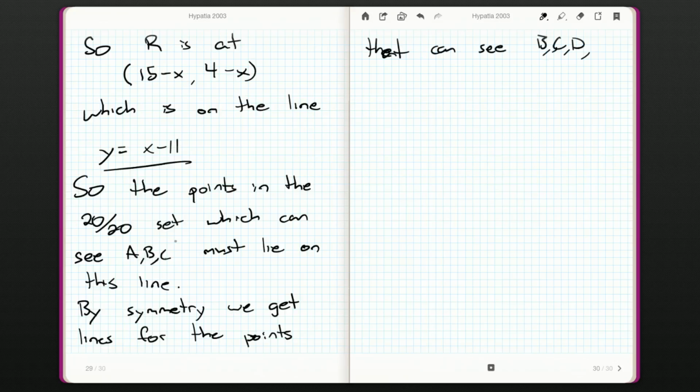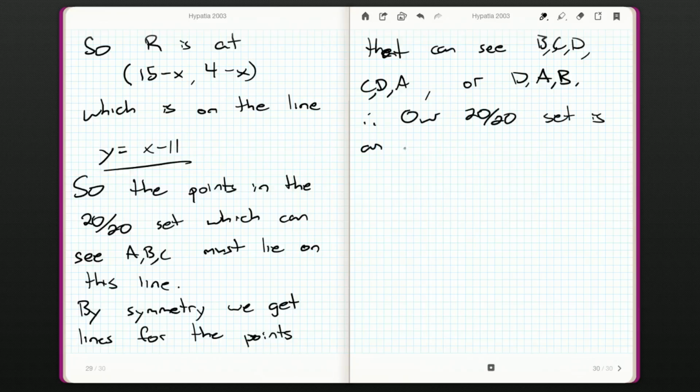This gives us a line when we can see A, B, and C, but there's no reason we couldn't carry out this exact same analysis when we're looking at B, C, and D, or C, D, and A, or D, A, and B. So our 2020 set is an octagon, just as we've been drawing and just as we predicted a while ago.